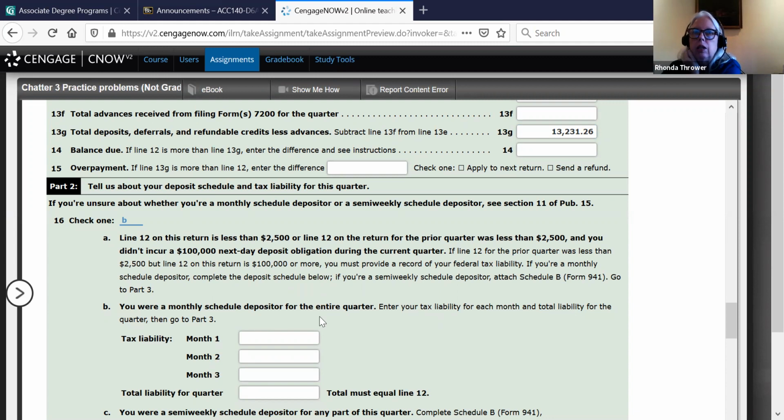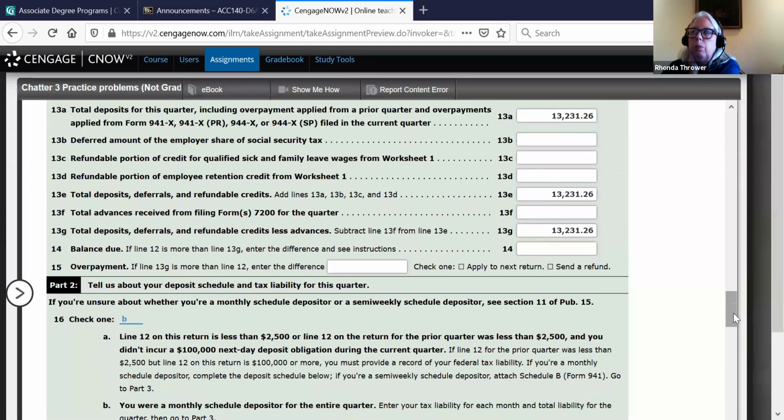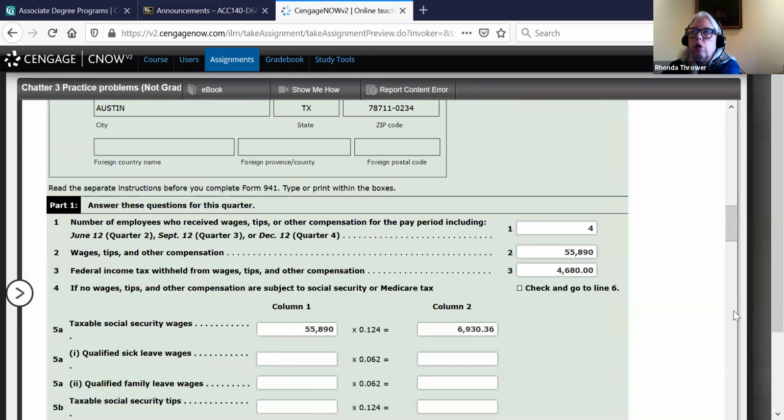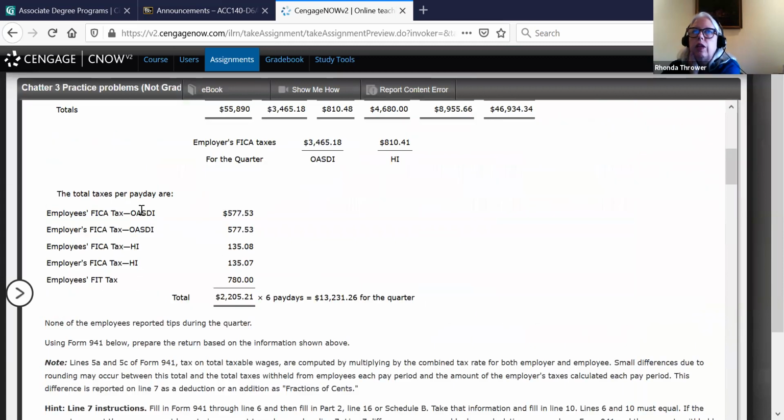Since we are monthly, we've got to fill in this amount right here in part 2. If we were semi-weekly, we'd have to go to Schedule B and complete it. But since we are a monthly depositor, we're going to put the amount of our taxes that we deposit each month. So I'm going to go back up here and look at our instructions. Do you see for one payday, the amount of the total is $2,205.21.